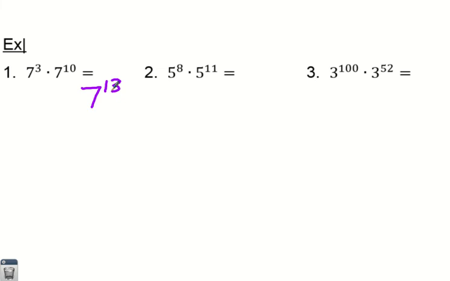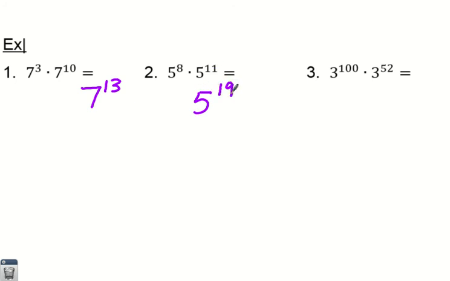And that is actually a number, probably a big number, so for right now we'll just leave it as 7 to the 13th power. Number 2, same idea. The bases match. It's these 5s times these 5s, so all you have to do is add the powers and get 5 to the what? What's 8 plus 11?